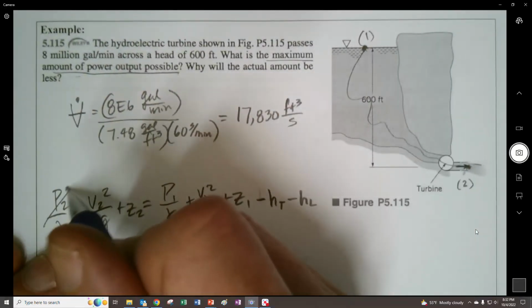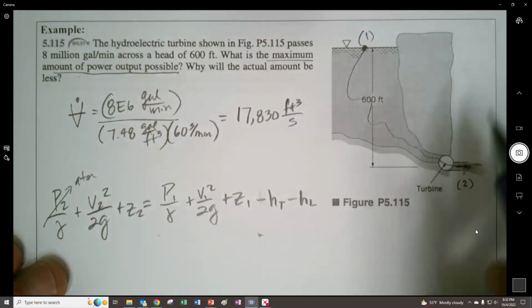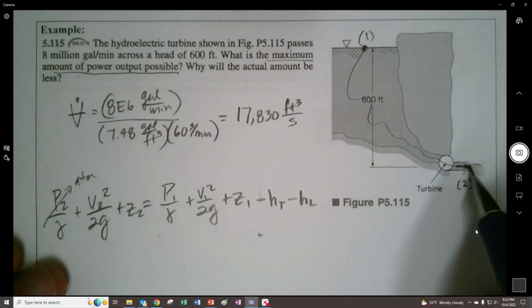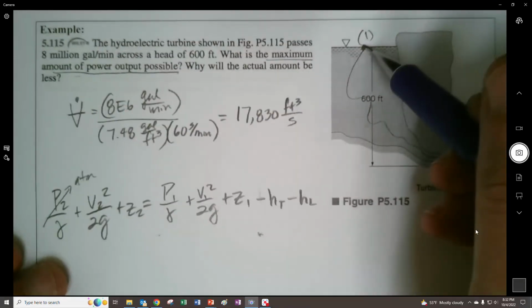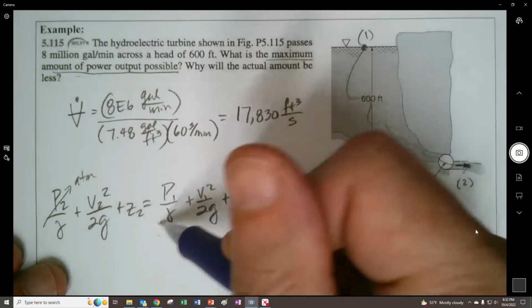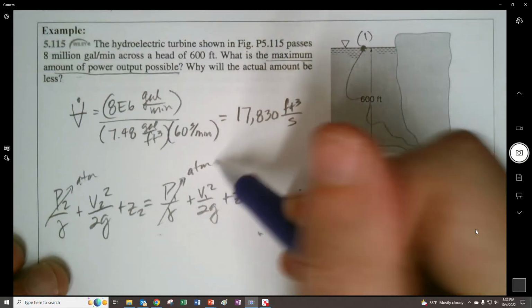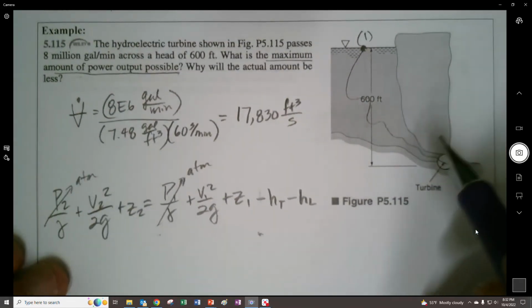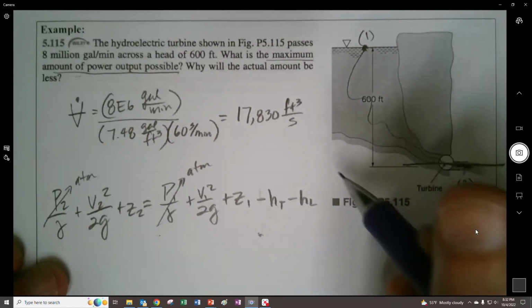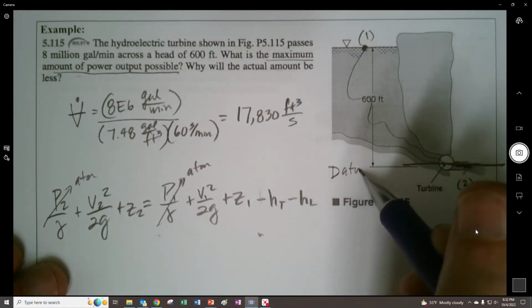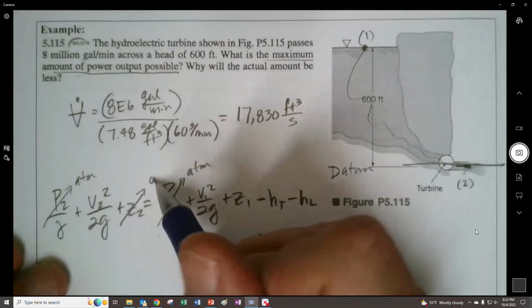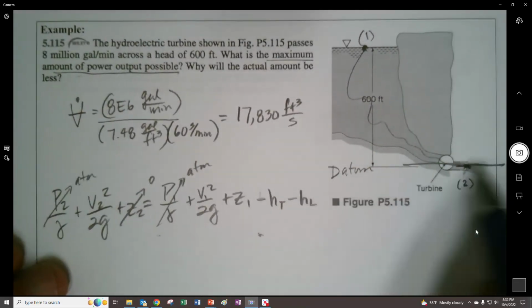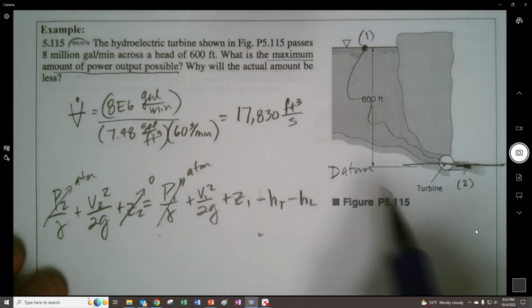First off, this is going to be atmospheric pressure at the discharge of the outlet right in there, and we're coming from the top of this lake. So both of these are atmospheric pressures. We'll also say that this down here is the datum. So I can go ahead and say Z2 is equal to 0, right? Because that's where the height of 2 is going to be.